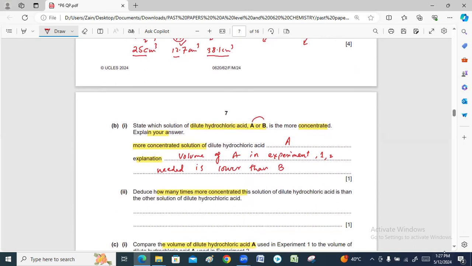Now, the next thing is to deduce how many times more concentrated this solution of the dilute hydrochloric acid is than the other solution of dilute hydrochloric acid. For this, we know that 38.1 is required. For this, you have either 12.7 or you require 25. So if we compare with this, we can see that 38.1 divided by 25.4 is almost 1.5 times. So this is 1.5 times more concentrated.